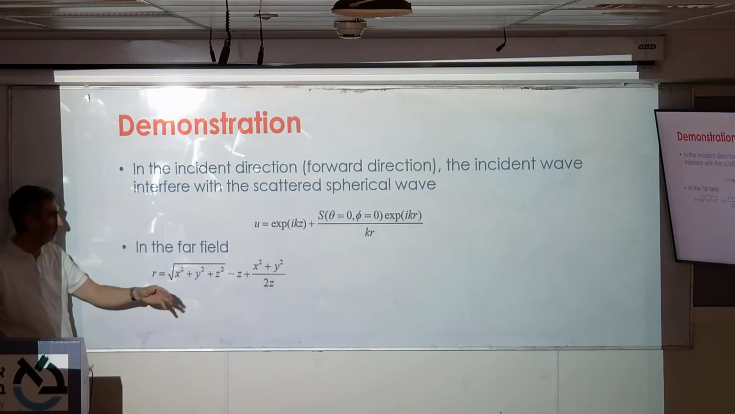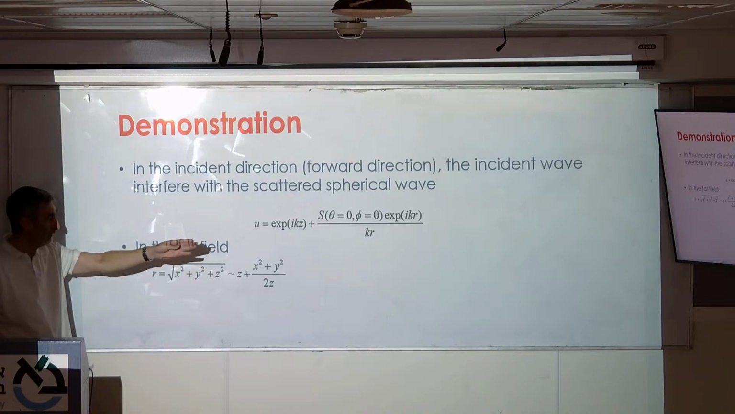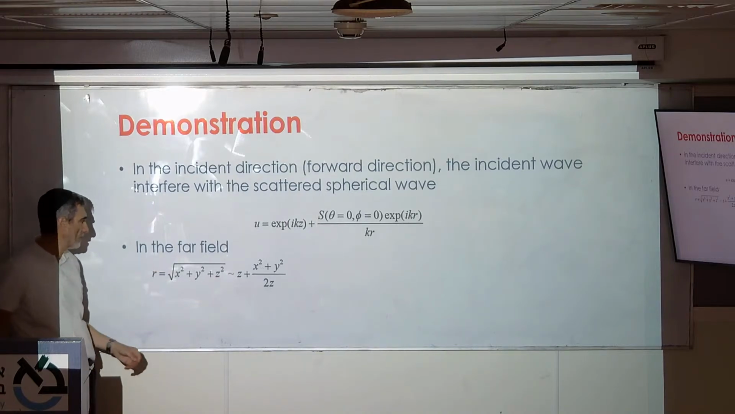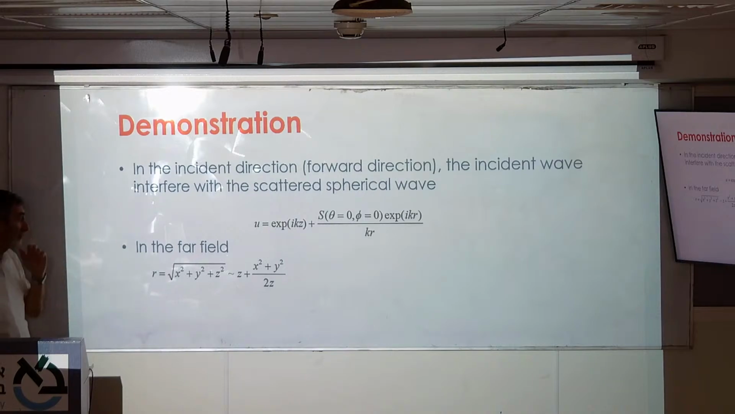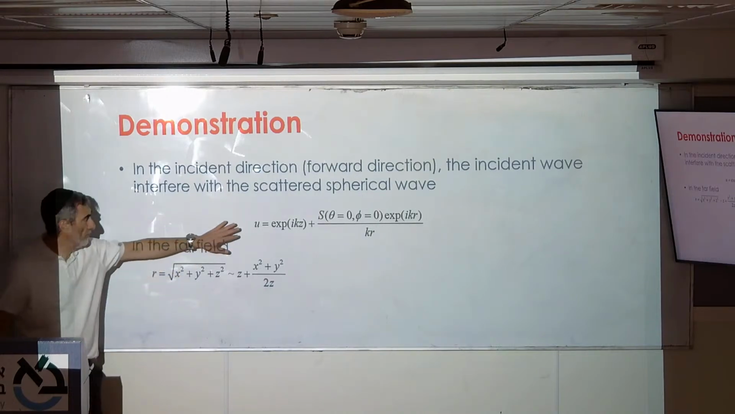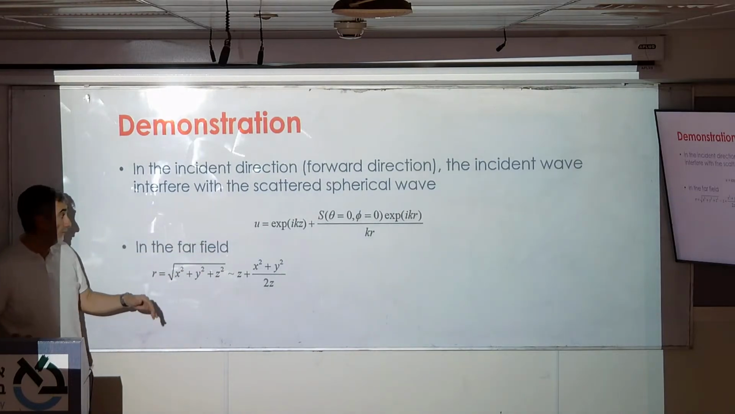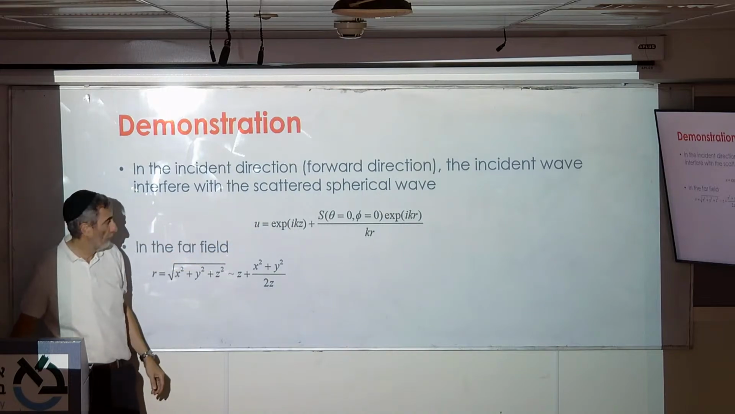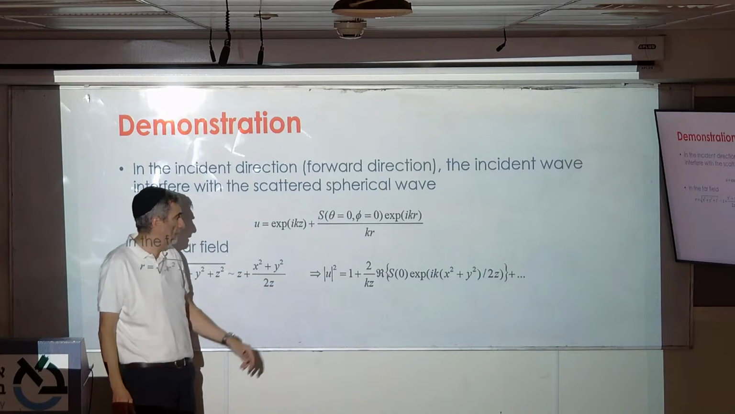So if we do that, then I can re-express this. This is an interference between two fields, so I'm going to take the modulus square of u. If I take the modulus square of u, I will have the square of this term, which is 1, plus the next term in the expansion, which is the double product. So twice the exponential here times this term here.